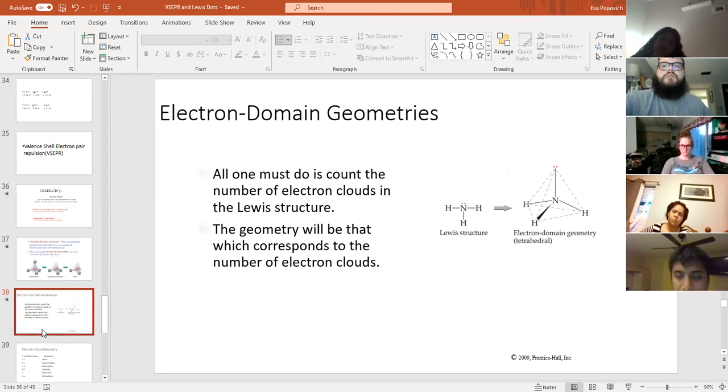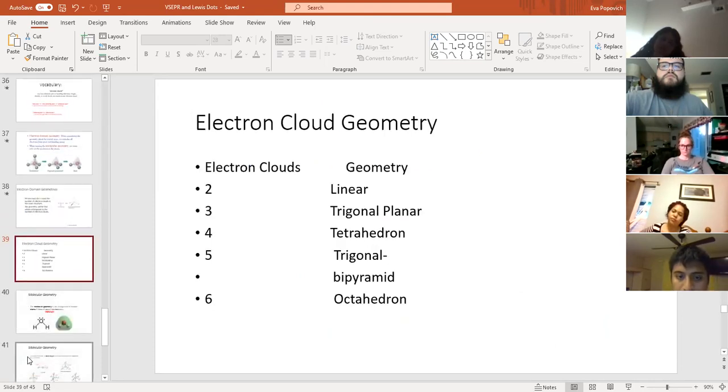I'm going to skip this. Electron cloud geometry, very, very easy. If I have two electron clouds on a center atom, the electron geometry is linear. 3, trigonal planar, 4, tetrahedron, 5, trigonal bipyramid, 6, octahedron.